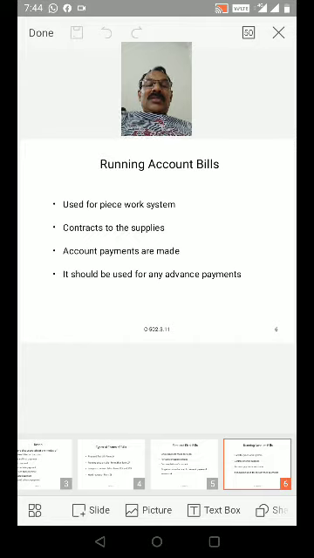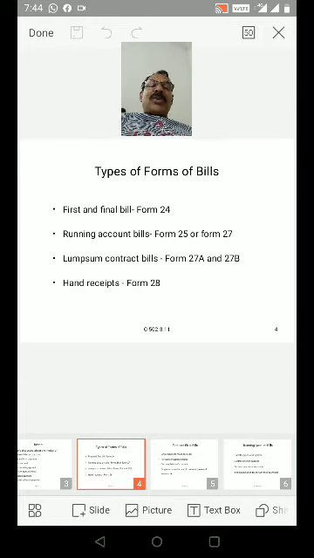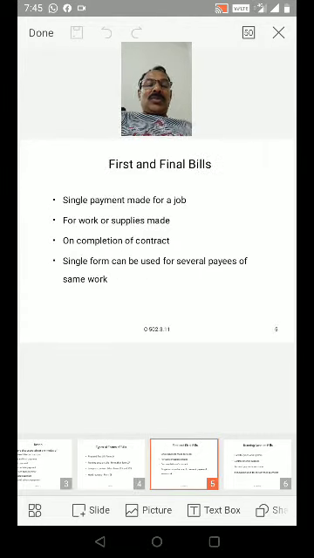Then running account bills. Types of forms of bills, those four are: first one, first and final bill form 24, running account bills form 25 or form 27, lump sum contract bills form 27A and 27B, hand receipt form 28. From these types of forms of bills, first one is first and final bill form 24.